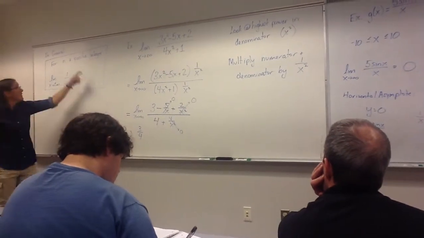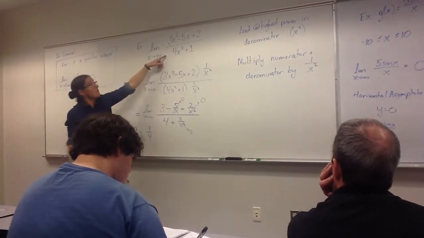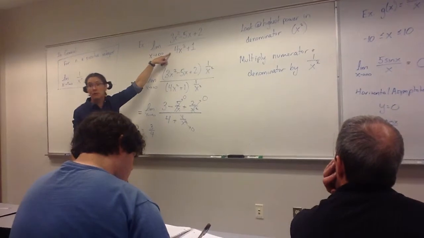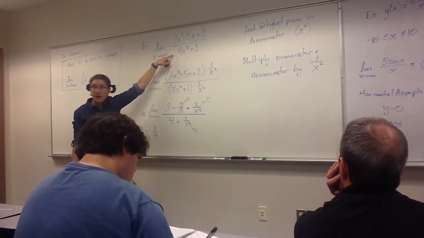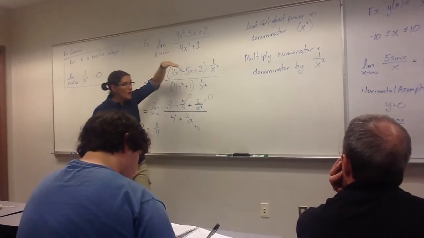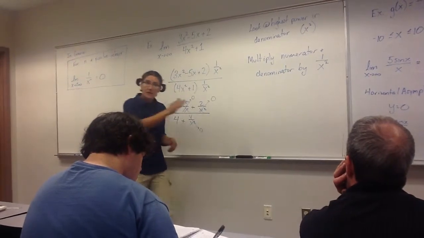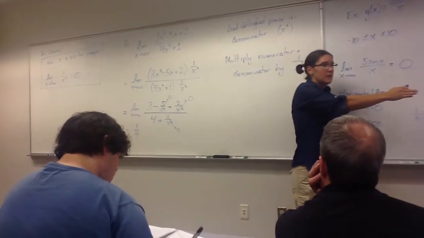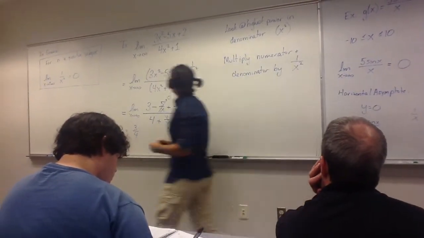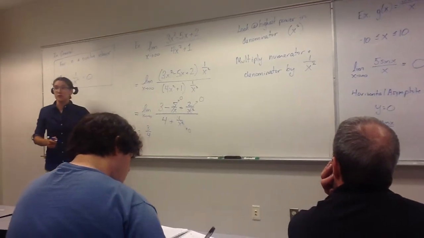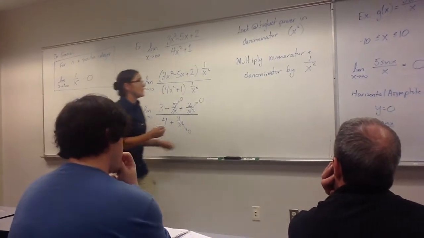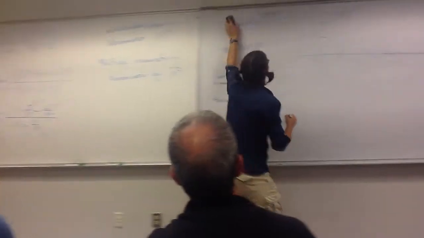So what this says is, if you graph this function, 3x squared minus 5x plus 2 over 4x squared plus 1, on your calculator, and you watch what happens to the function, as x gets really, really big, the y value of our function is approaching y equals 3/4. And so we have a horizontal asymptote at y is equal to 3/4.